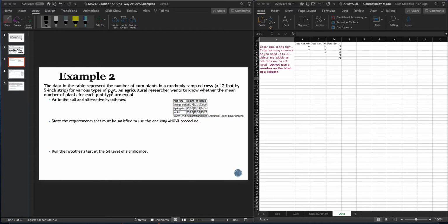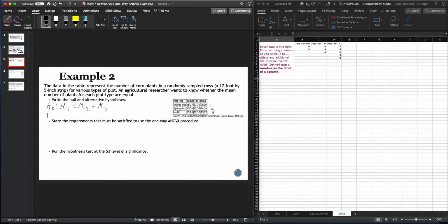we first want the null and alternative hypotheses for our ANOVA test. The null hypothesis is going to be that the mean of all three of these are equal. So the mean of the sludge plot, mean of the spring disk, and mean of the no-till, all three of those are equal. So this is mean 1 is equal to mean 2 is equal to mean 3. So this is referred to as 1, 2, and 3.